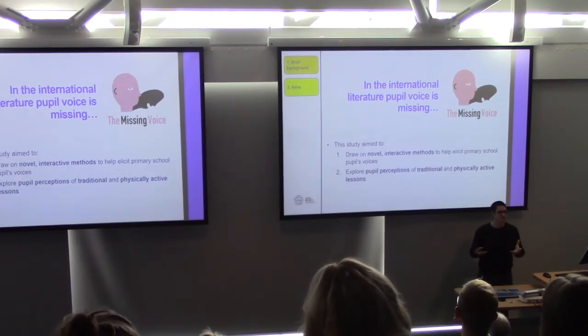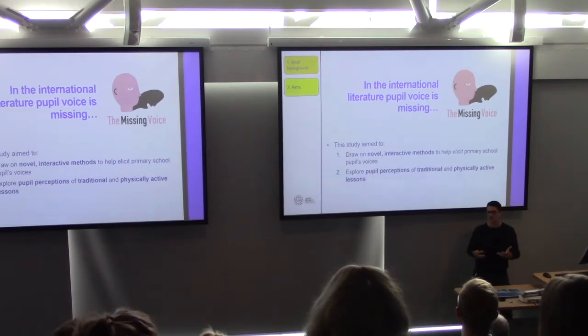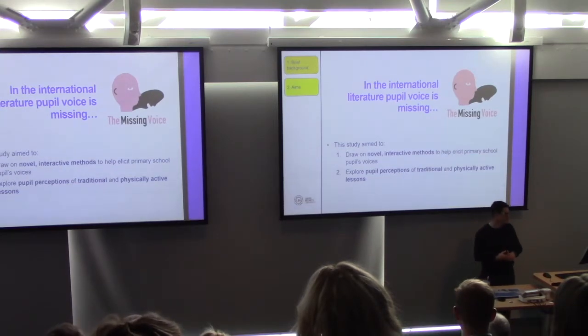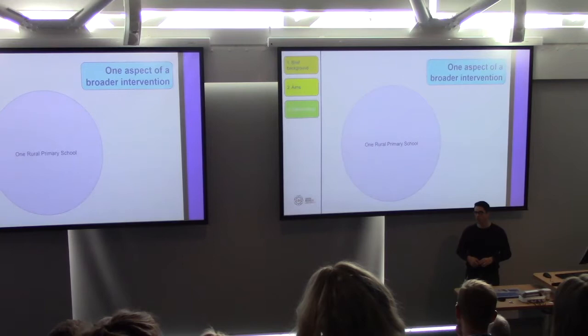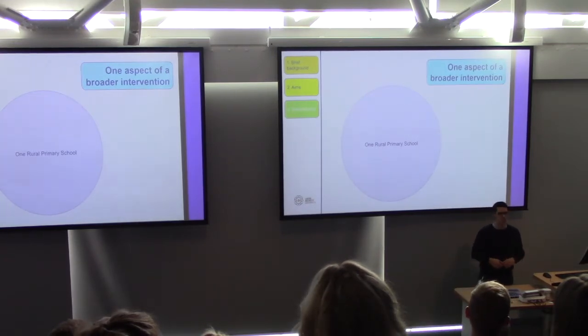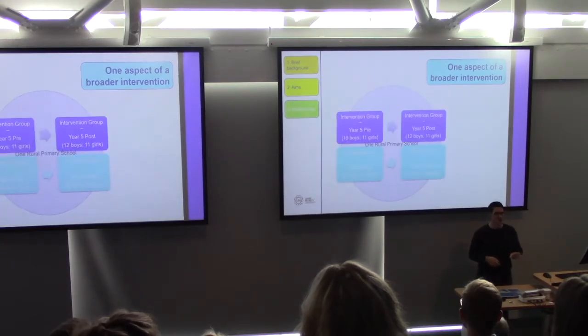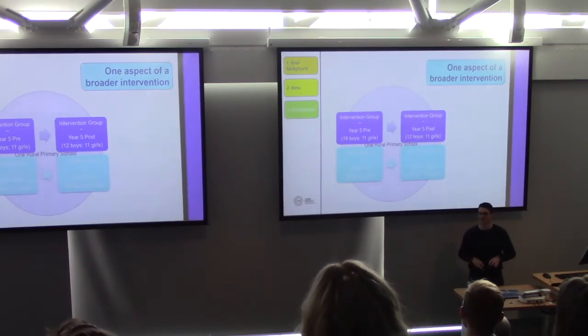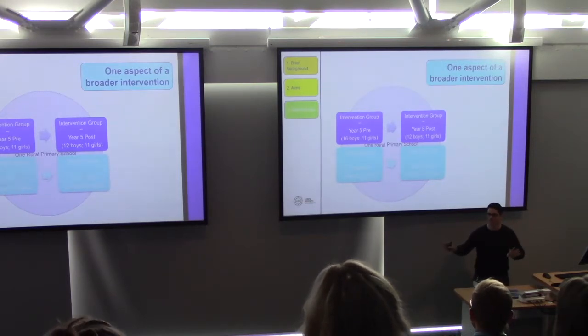So within this presentation, what we wanted to do was to showcase some really fancy and novel interactive methods that we use to elicit the voice of young people. And then the second was purely to explore their perceptions of traditional and physically active lessons. This was done in one rural primary school, and it was an aspect of a broader intervention. We worked with a Year 5 group and a Year 6 group. The Year 5 group were the intervention group, the lucky group, and the Year 6 group, I don't want to suggest they were unlucky, but they just carried on as normal.